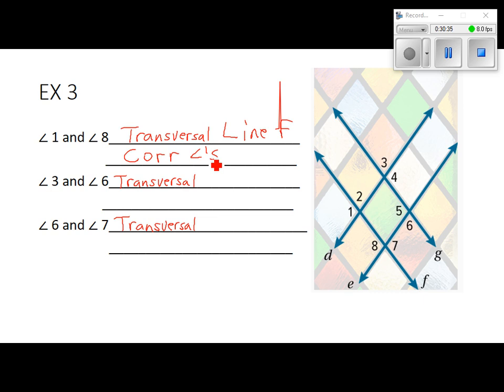Three and 6. Those are alternate. Which line's the transversal for angle 3 and angle 6? Which one connects them? Line G. So that means we're going to cover up which line this time? F. Now looking at 3 and 6, you got these two lines: alternate exterior angles.